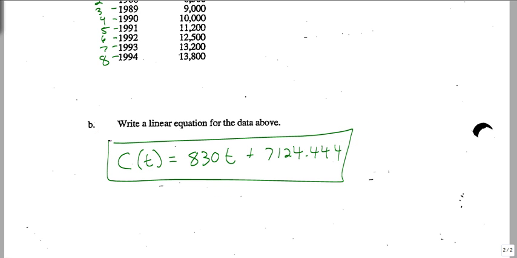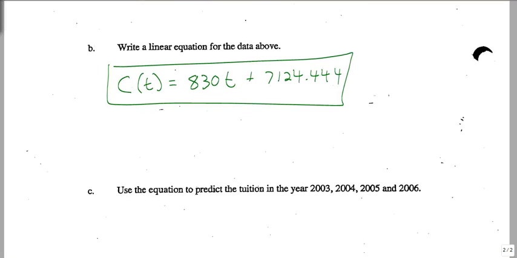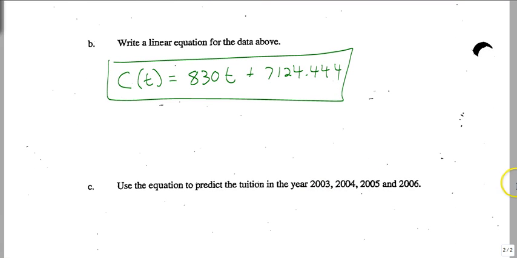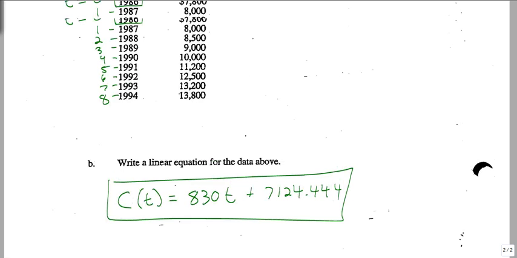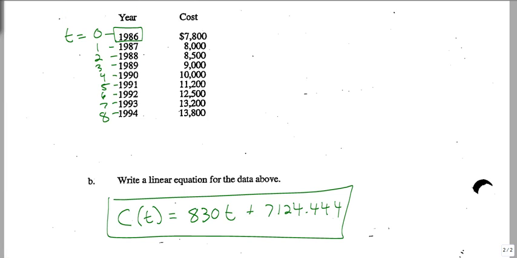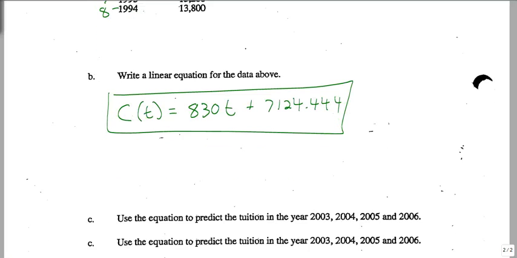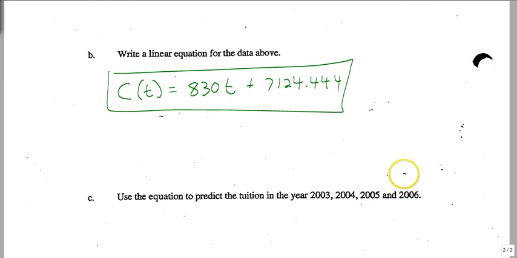You can write, if you wrote just C, if I didn't ask for function notation, you could have done what you wanted. I'm just trying to get you guys accustomed to that. Alright, now it says use the equation to predict the tuition in the years 2003, 2004, and so on. First of all, we have to figure out what years these are. Well, if 86 is 0, 96 would be 10, 2006 would be 20. So this represents t equals 20.